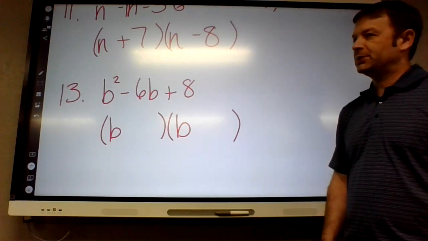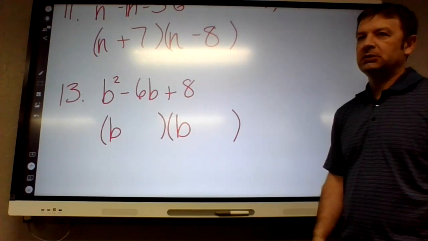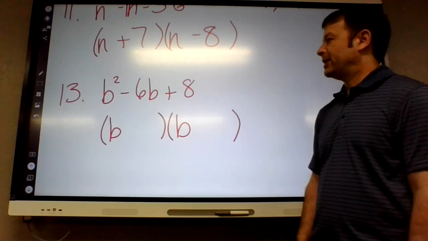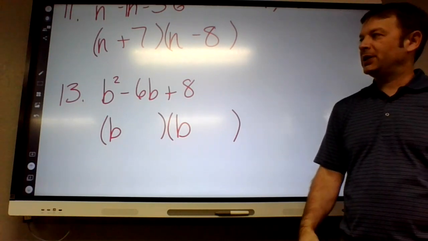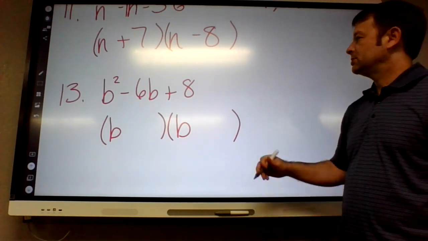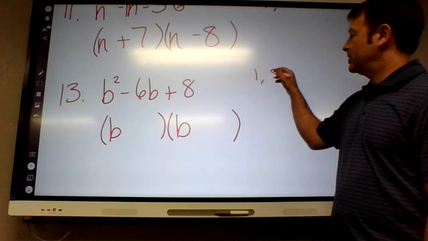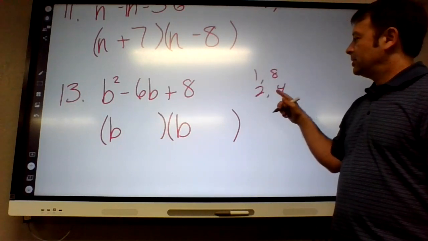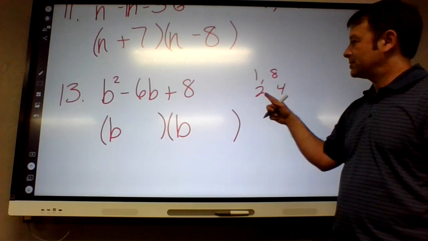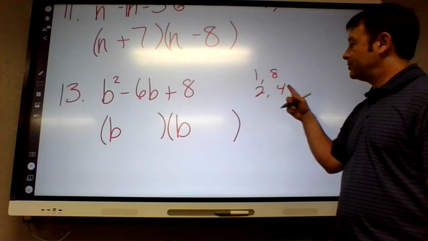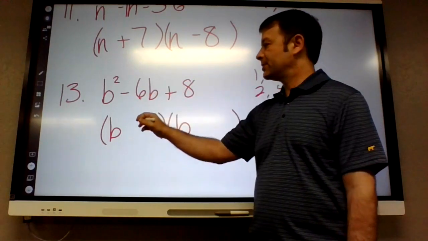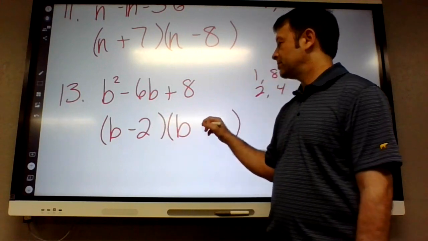What multiplies to 8 that could add up to negative 6? Right. 1 and 8, 2 and 4. 2 and 4 add up to 6, but also negative 2 and negative 4 add up to negative 6.